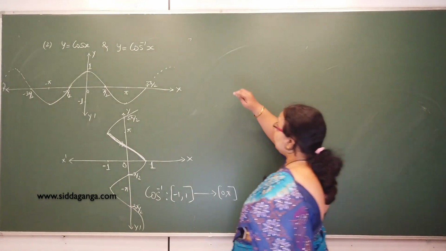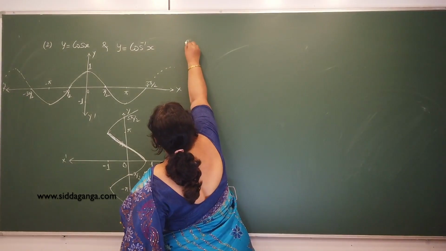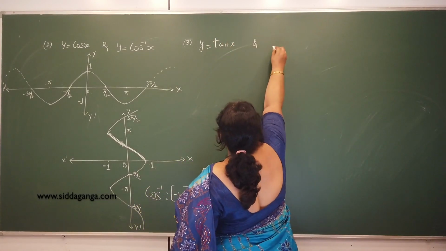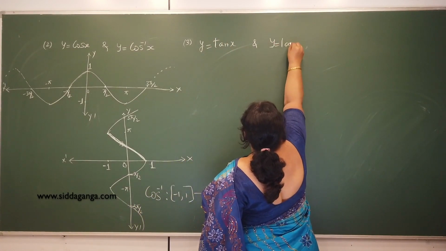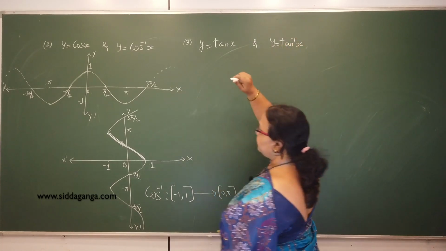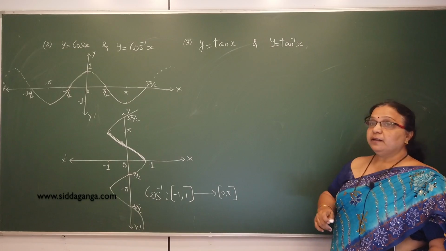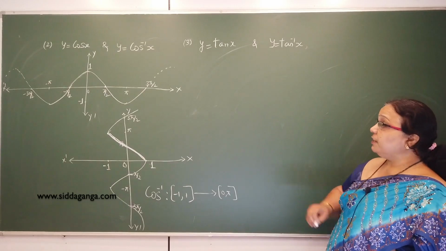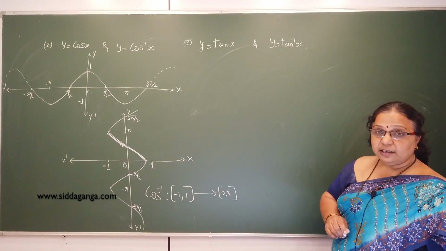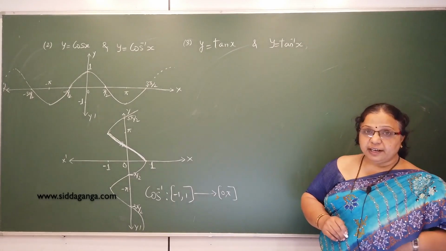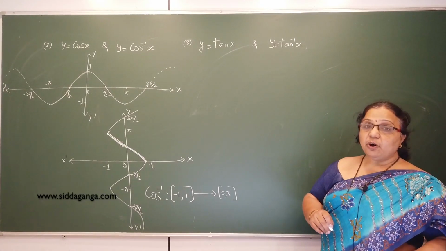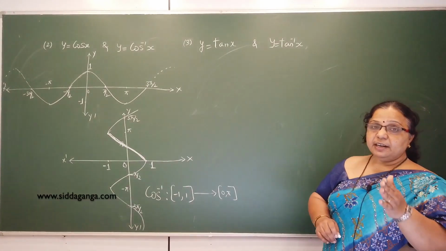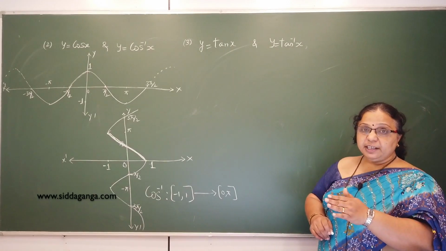So y equal to tan x, and the third function is y equal to tan x, and we have to draw the graph of y equal to tan inverse of x. Here y equal to tan x, we know the domain and range for the tan function. We know that the tan function is not defined for the odd multiples of pi by 2, that is 90 degree, 270 degree, etc.